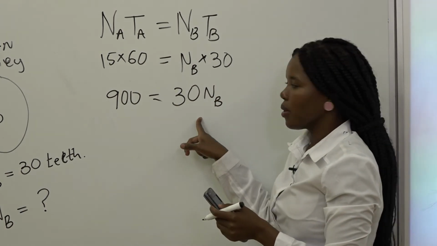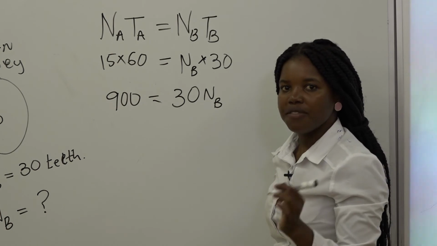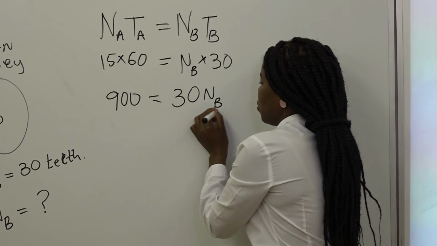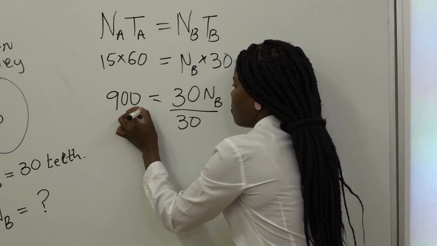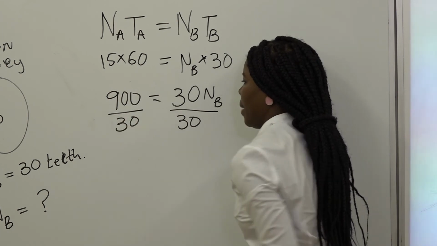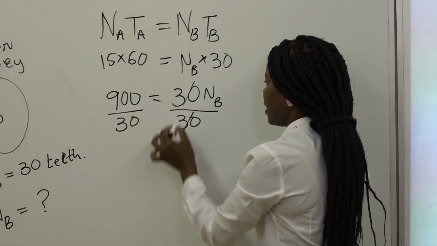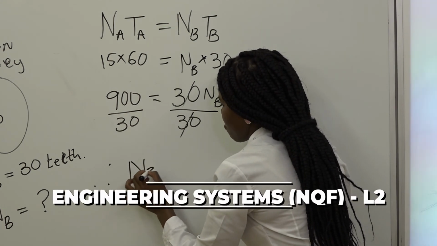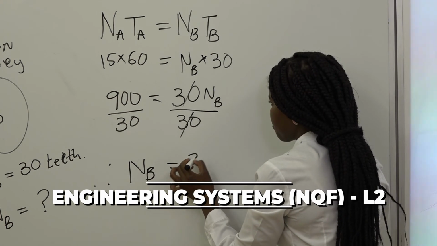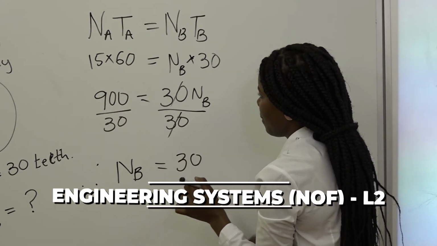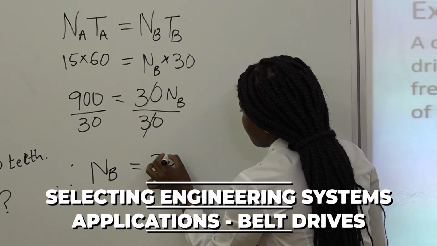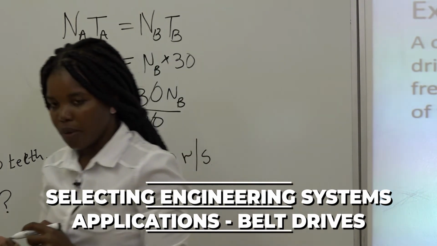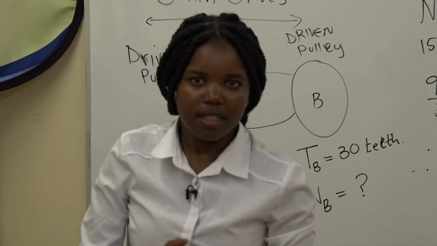Since we're looking for the rotational frequency, you divide both sides by 30, because you want NB to be the subject of the formula. Then the 30 will cancel the 30, and therefore you'll have your NB. If you say 900 divided by 30, you'll get 30 revs per second. So this is how we're supposed to calculate the chain drive.